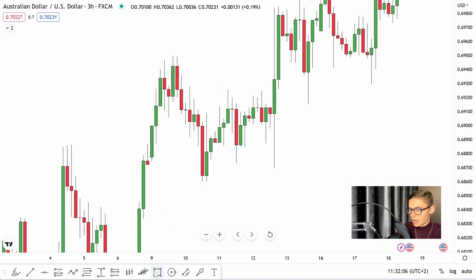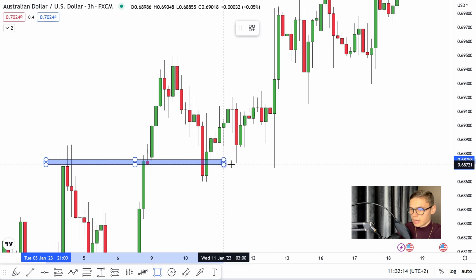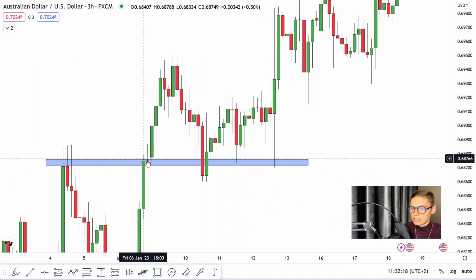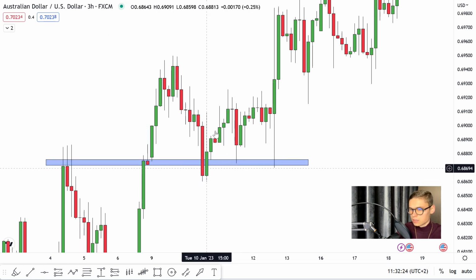Now let's see how everything works in action and how it looks. Over here we have a reversal of the price, and here we probably have a level based on past market data. And here we can see that in fact the price is strongly respecting this level right here, and then right here and so on.